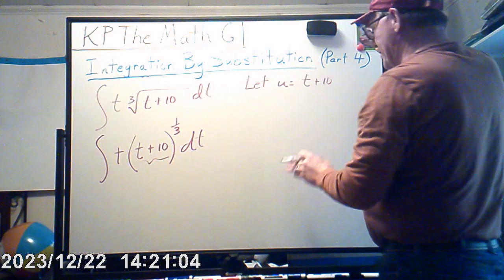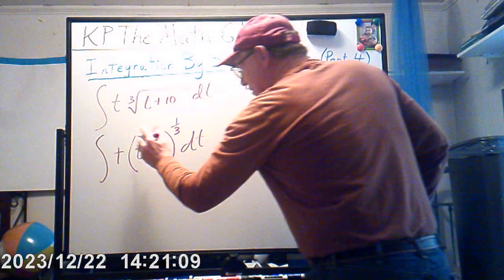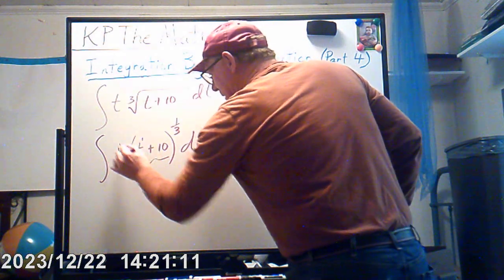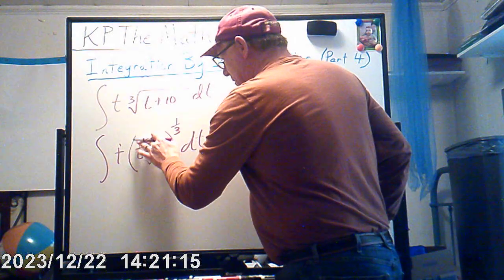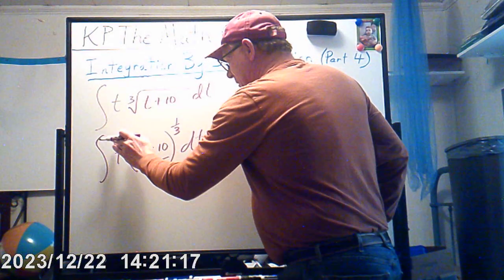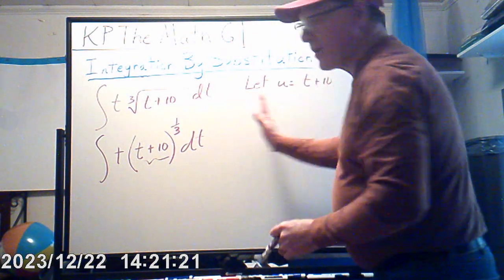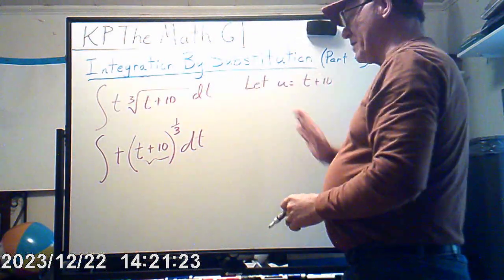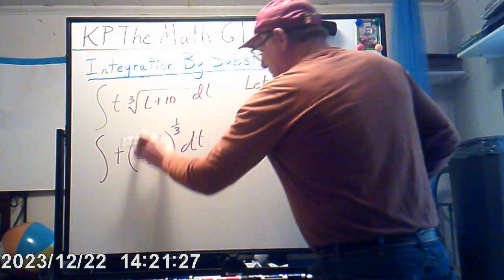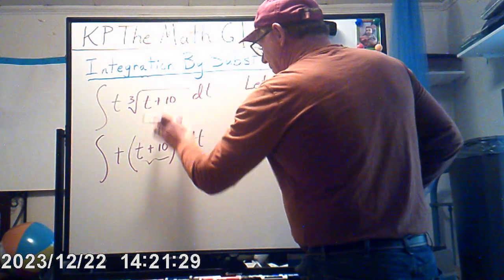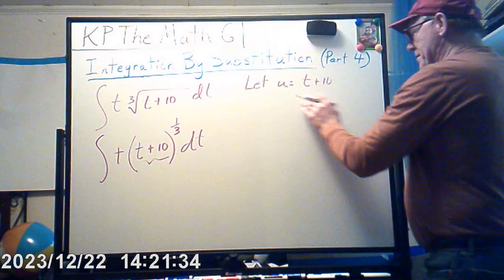Alright, so here's how we do this. When you see the same exponent like this, and a lot of times it is a 1, sometimes it's not, you have to do something a little different here. That's why this is a special case. Now remember, we didn't let all of this to the 1/3 be u, just the inside, t plus 10, equal to u.